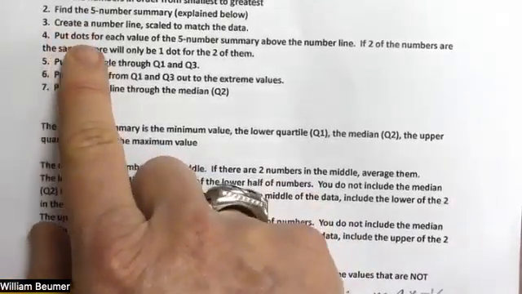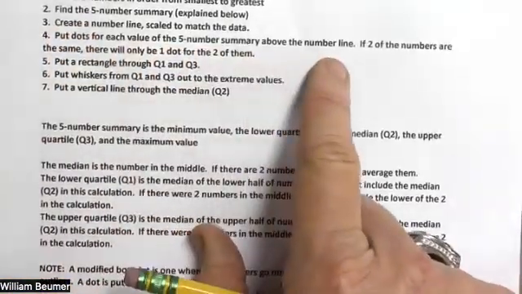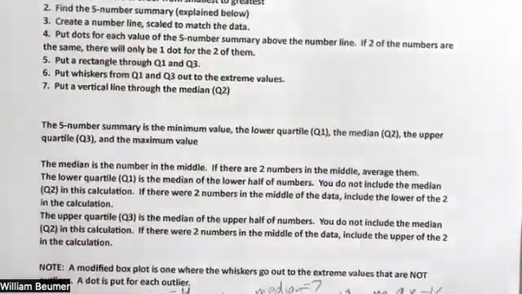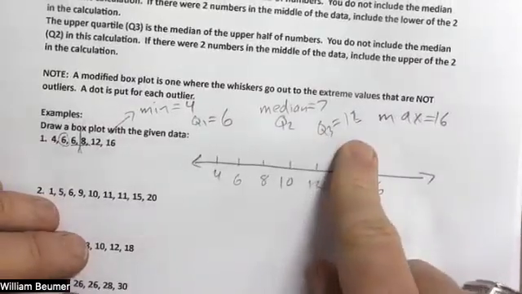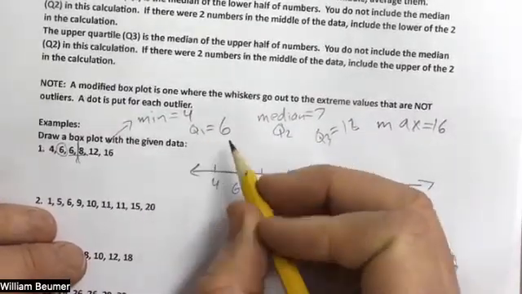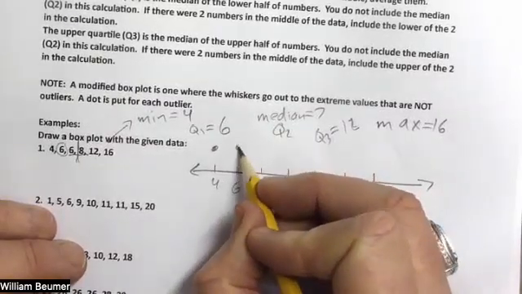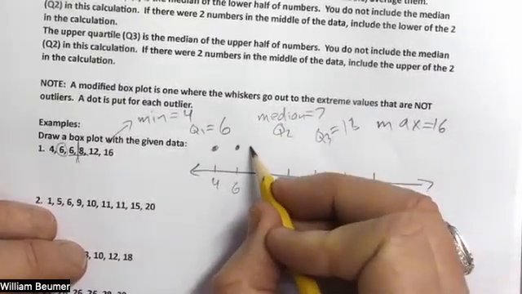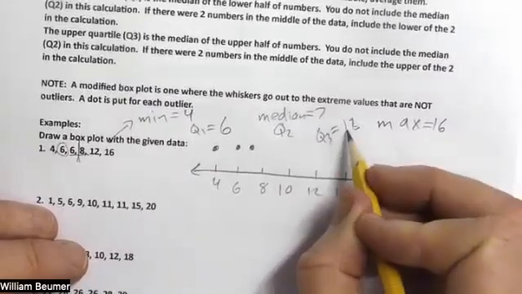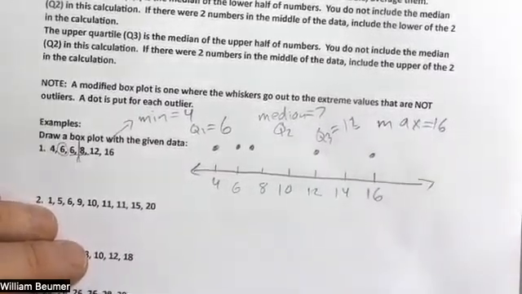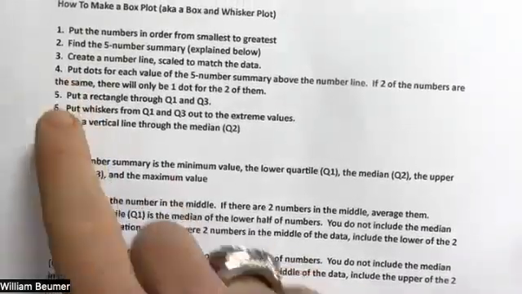Now I'm going to put dots for each of the 5-number summaries above the number line. If 2 of the numbers are the same, there'll only be 1 dot for them, but all of our numbers are different. So I'll put a dot for the 4, the minimum value, a dot for Q1, a dot for 7, and then for 12, and then for 16. Thus I've completed step 4.